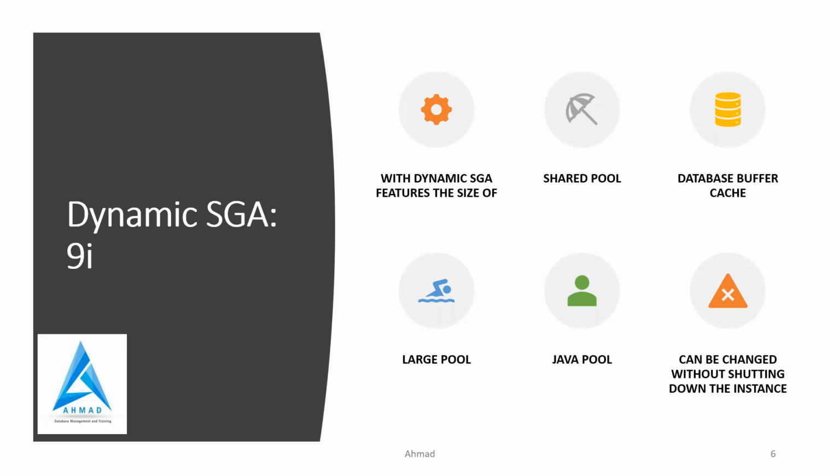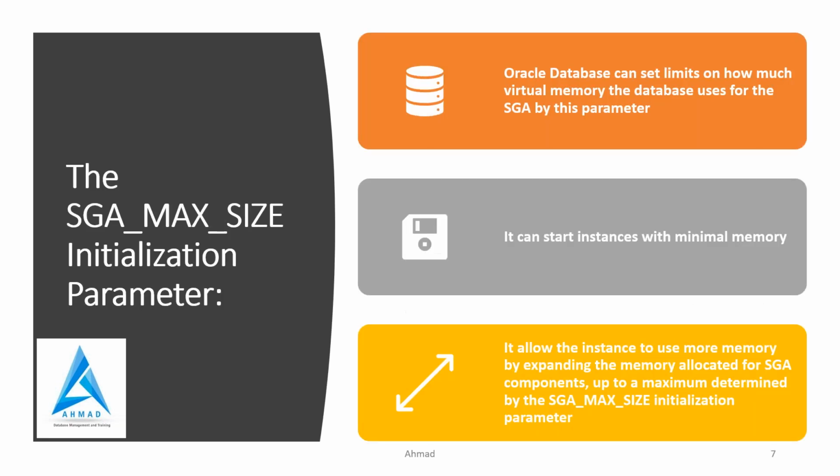So this is dynamic SGA. As I said, dynamic SGA will change the activity. You can change the shared pool, you can change the value of database buffer cache, large pool, and Java pool. This comes under dynamic features. Redo log buffer will not come. So dynamic means you can change the parameter without shutting down the instance. This is the benefit which we get in 9i.